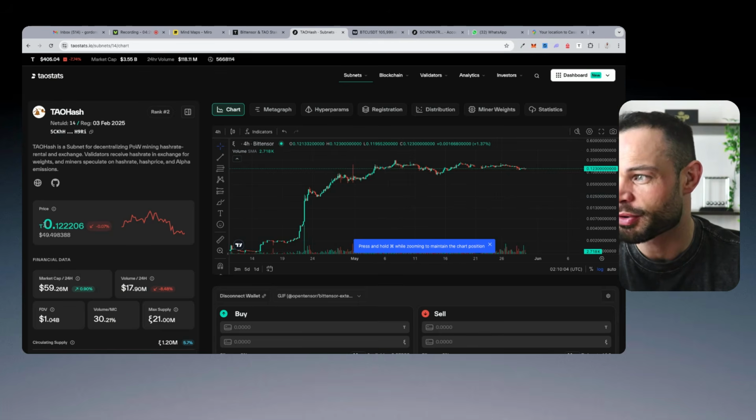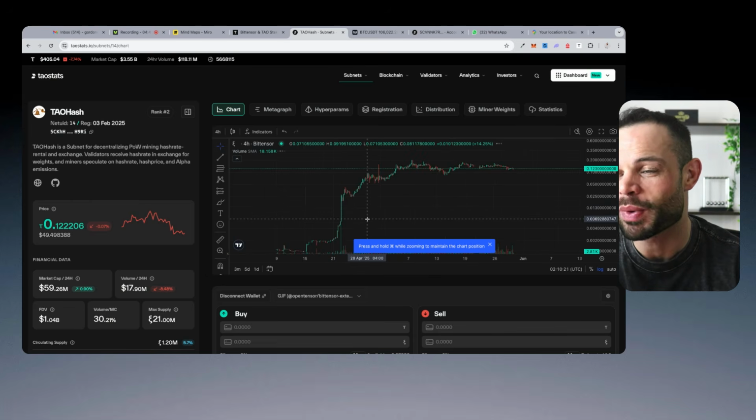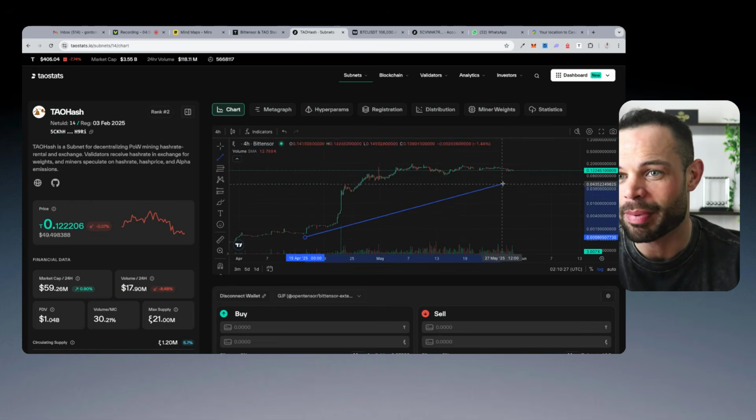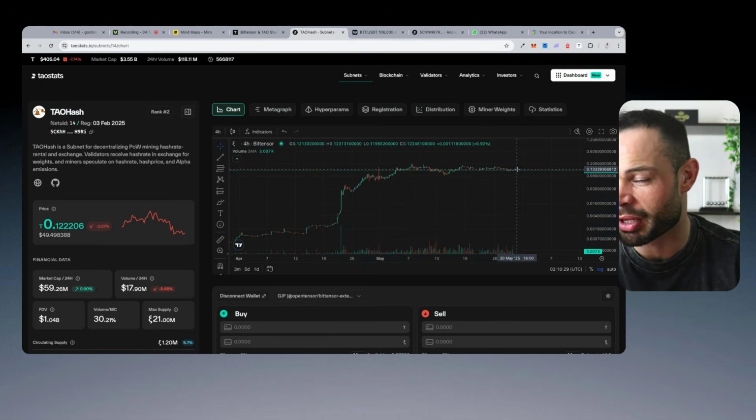You can see that it's currently 0.12 Tau is the price for each Tau Hash subnet alpha token, which is equal to about $49.49. But the bet, or the leverage bet, that you could think about making is the fact that this token might have the potential to outperform Tau over the next year or two. Again, you can see it's been moving up and to the right over the past couple of months, which bodes pretty well for this particular subnet.